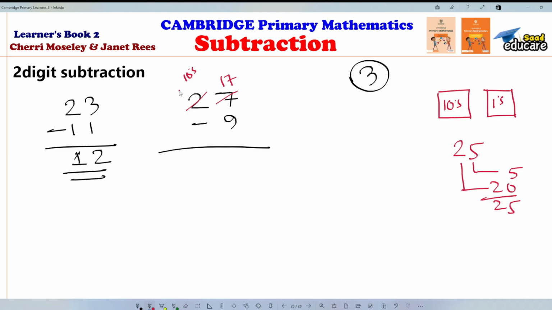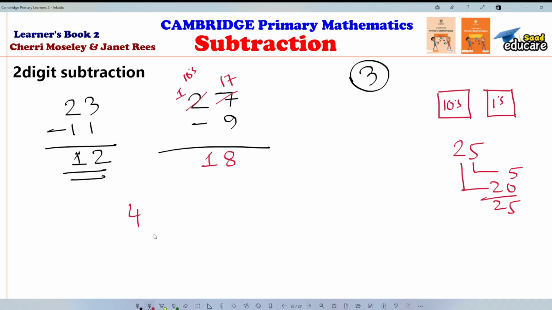And this 2 become 1. Now 17 minus 9 is a 8, and this 1 direct here. So answer is 18. Let's practice more bigger.